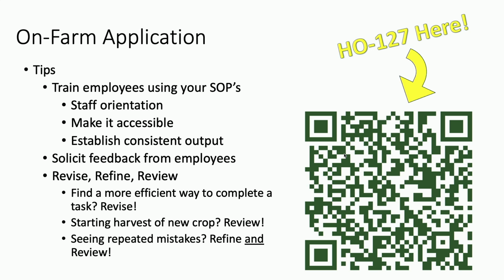And then if you're seeing repeated mistakes, that could mean one of two things again. It could be that there is something unclear and you need to refine it. Or maybe they just forgot and weren't paying attention or reading it closely enough, so you need to review it. So again, there's a big piece here of how you train employees with those resources.